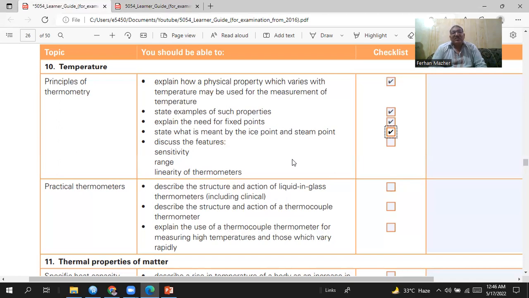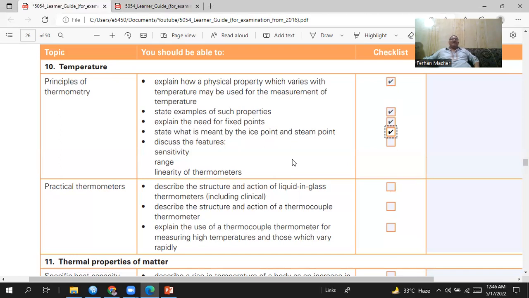Then we have range. Range is the difference between the maximum temperature and the minimum temperature a thermometer can measure. If you subtract the minimum temperature from the maximum temperature, that will be the range of the thermometer. Range is exactly opposite to the sensitivity. So if something is sensitive, its range will be smaller. If it has larger range, its sensitivity will be less.